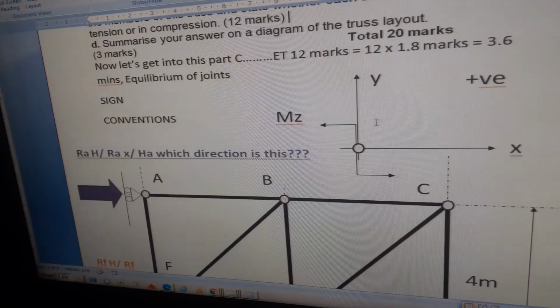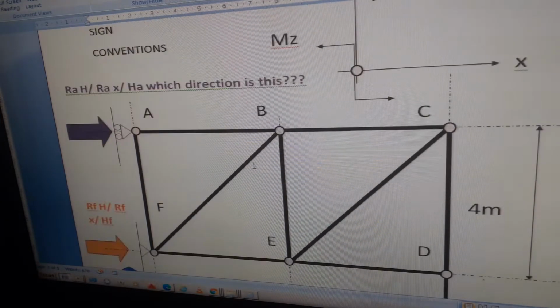So just a refresher, sign convention is x is the horizontal axis, left to right is positive, y is the vertical axis, bottom to top is positive, and moment about z, which is the third axis, the axis that comes out of the page, anti-clockwise is positive.